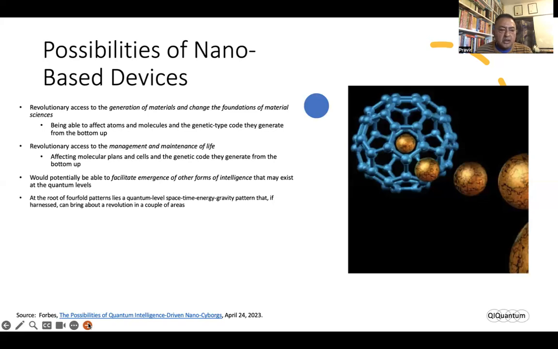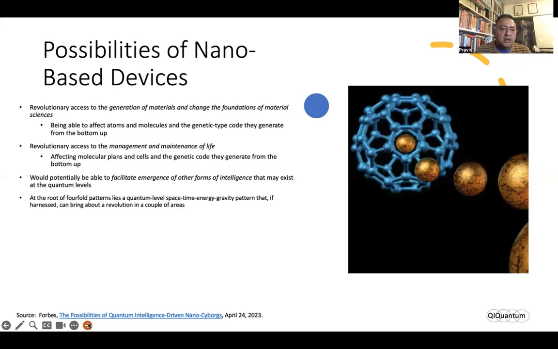In work I've done, I've suggested that if we look at layers of matter and life, we see a common fourfold pattern that animates, for example, quantum particles, a layer of atoms, a layer of molecular plans. If you reverse extrapolate, this suggests there's something fundamentally different that we haven't modeled yet that also exists at the quantum levels. And it has something to do with the pattern that is fractally emerging.